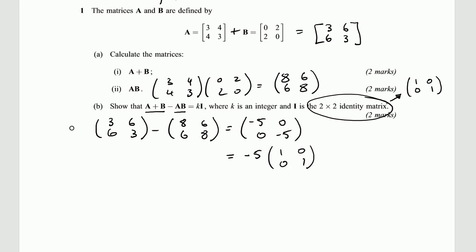And so I have shown that a plus b minus a times b is some integer, in this case minus 5, times that identity matrix. And so I am done.